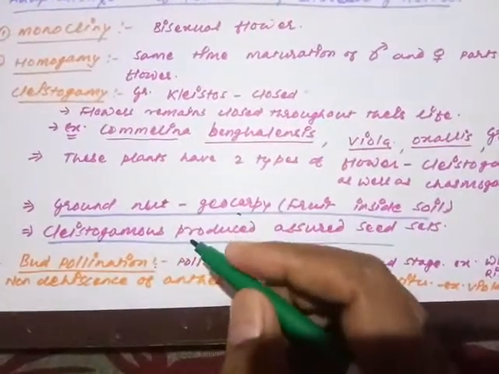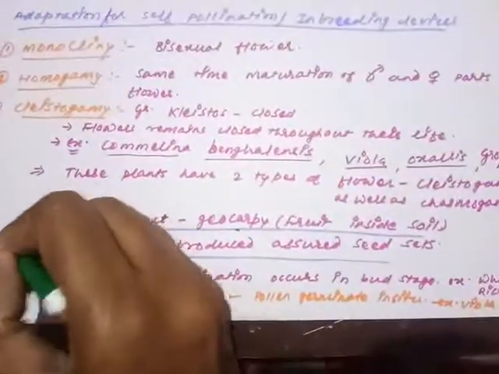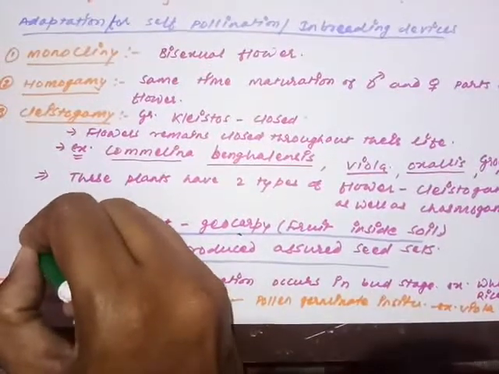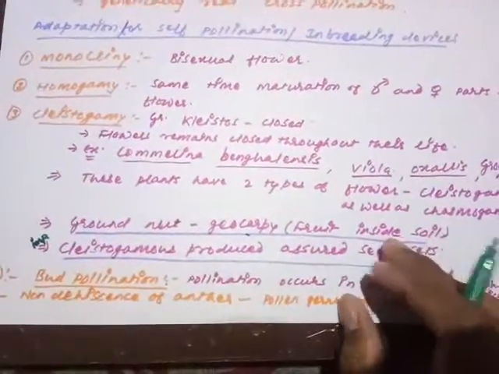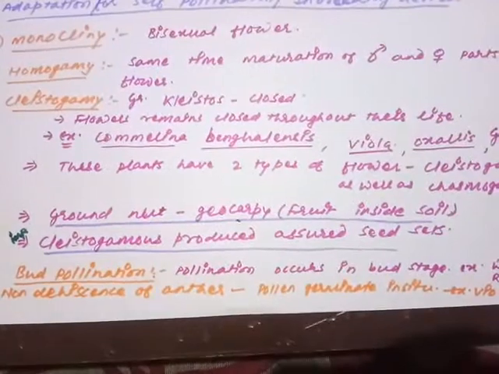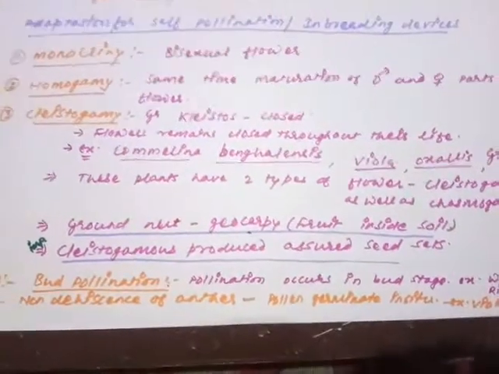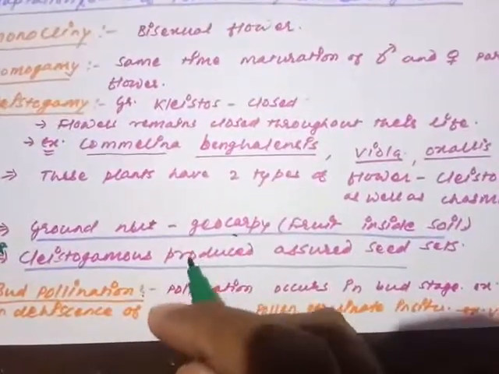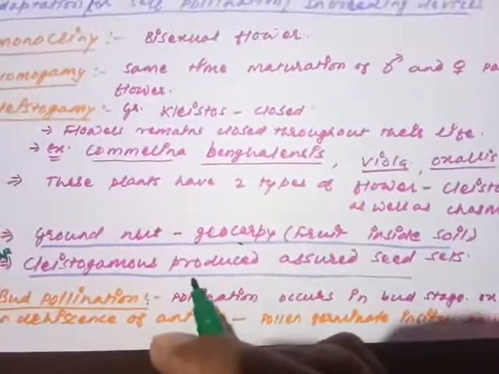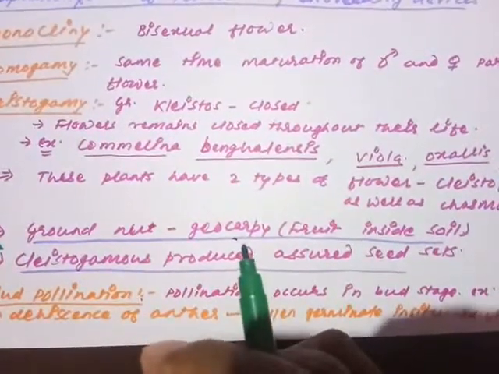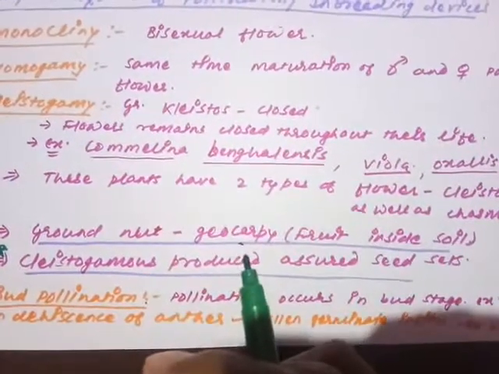Very important question. Next one, which I am going to discuss, is very important. The cleistogamous flower produces assured seed sets. This question was asked many times in the CBSE examination: how is the pea plant able to maintain the assured seed set?